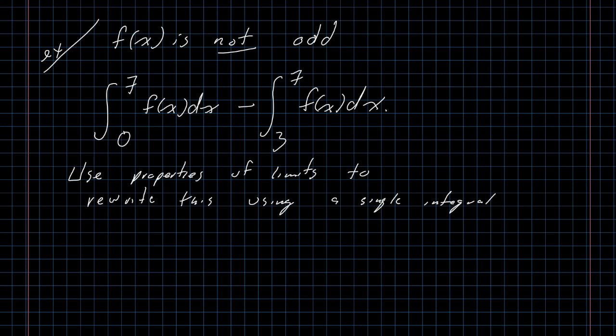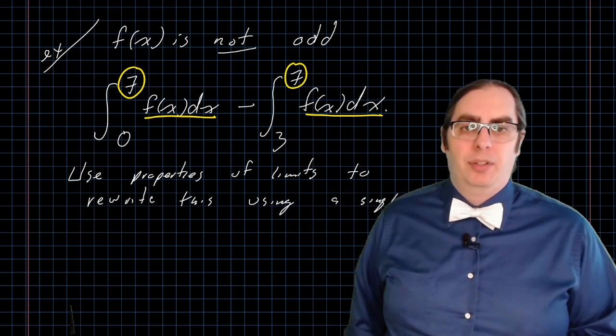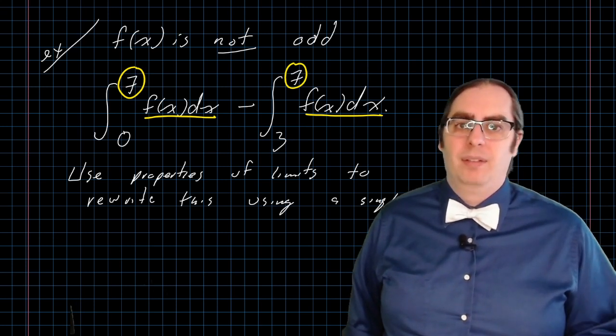And I will give you 2 hints. Honestly, it's kind of giving the game away, but if you want to try without the hints, you can stop the video right now. Otherwise, take note of the fact that the argument of the integrals is the exact same, f of x dx, and take note that the upper limit of integration is the same, 7. Try to use those things to your advantage and use the properties that we've talked about. See what you can do with that. And I'll see you in the next video.